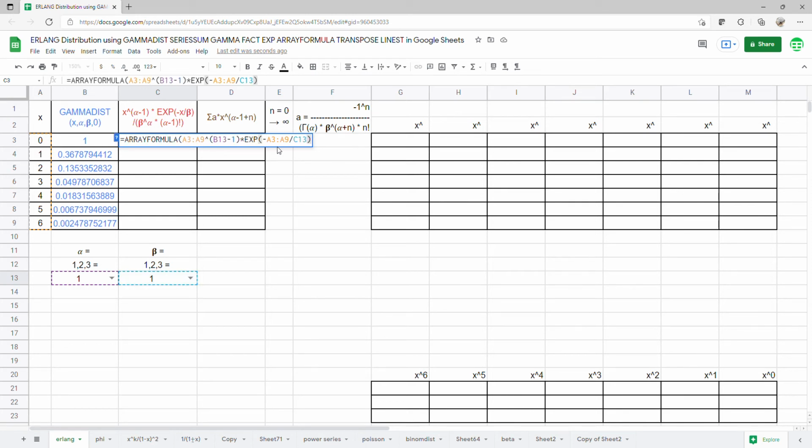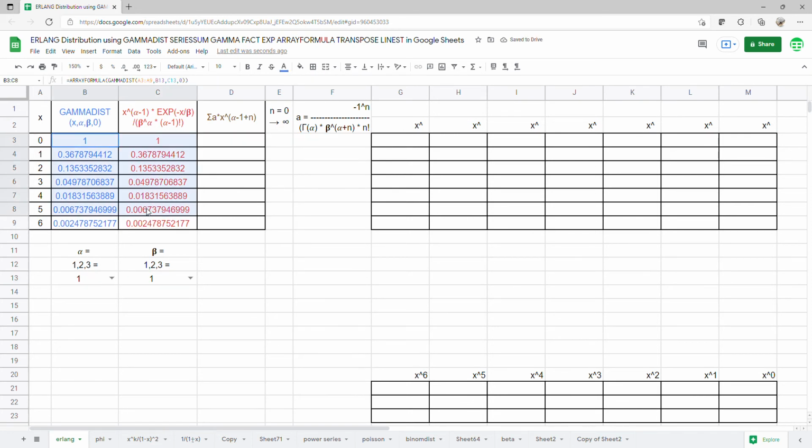We completed the numerator. Now the denominator. The denominator has two parts, beta raised to the power alpha. So the quantity beta raised to the power alpha. That's the first part. The second part is factorial alpha minus 1. So factorial alpha minus 1. Then enter.